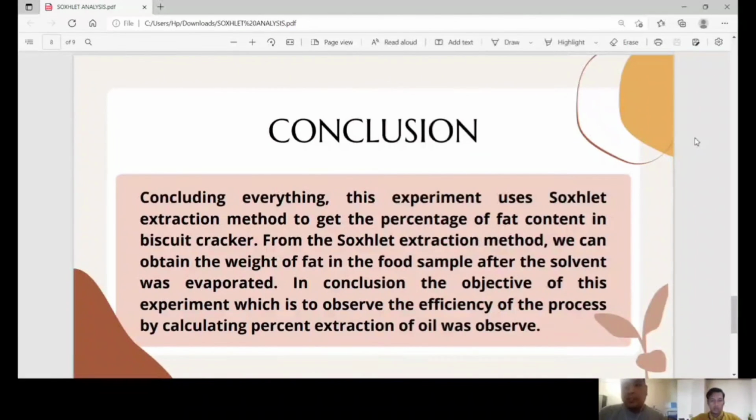So this is concluding everything. This experiment used the Soxhlet extraction method to get the percentage of fat content in biscuit cracker. From the Soxhlet extraction method, we can obtain the weight of fat in the food sample after the solvent was evaporated. In conclusion, the objective of this experiment, which is to observe the efficiency of the process by calculating the percent extraction of oil, was achieved.